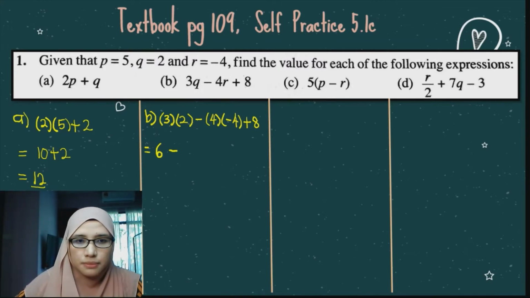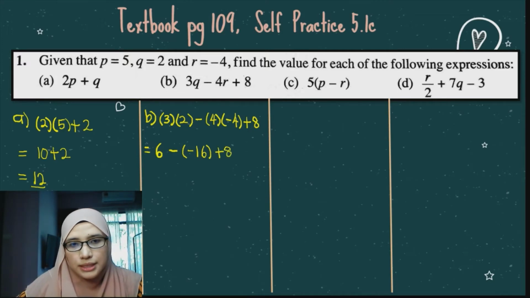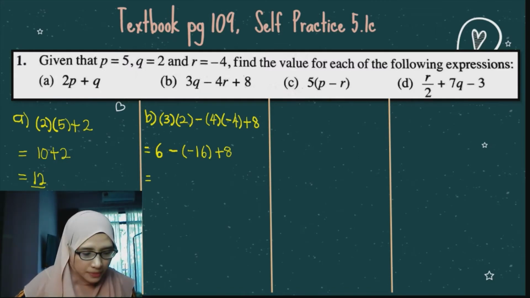Whenever you have negative number, always use bracket. Plus 8. So your calculation will always remain the same. 3 times 2 is 6, minus 4 times -4, bracket -16, plus 8. So next step is just calculate all the numbers. So you can just use your calculator. So your answer will be 30.